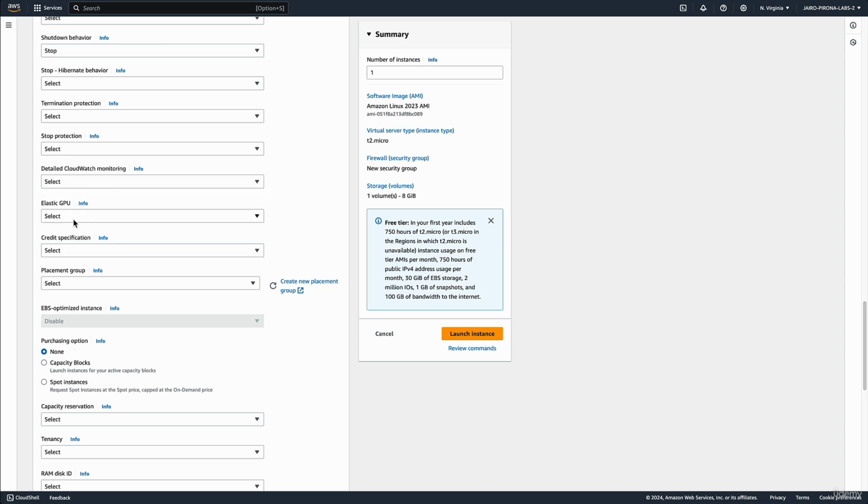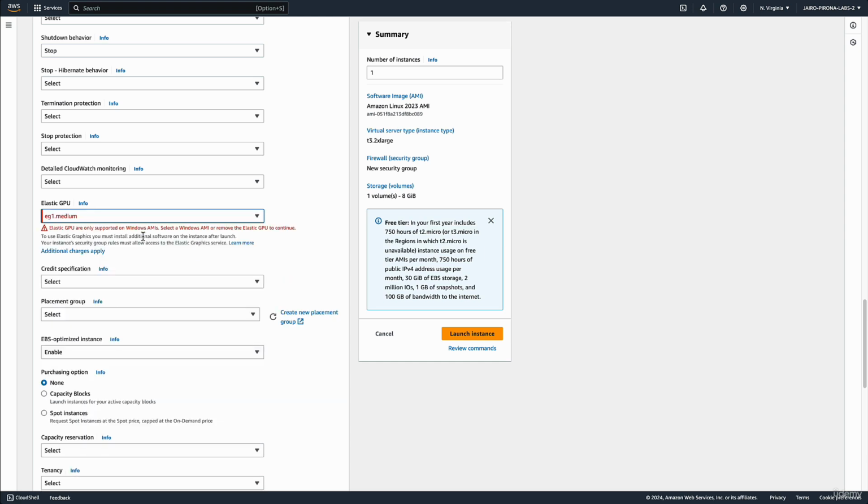The next option is Elastic GPU. It is related to Amazon Elastic Graphics. Amazon Elastic Graphics provides low-cost graphics acceleration for Windows instances. AWS has a separate family of instances for graphically intensive workloads, but they can be quite expensive. Instead, for workloads that only require a small amount of additional graphics acceleration, the Elastic GPU option is a good choice. This option only works with Windows AMIs. So, if you try to use this option without a Windows AMI, you will see an error message. Therefore, I will leave it as it was.